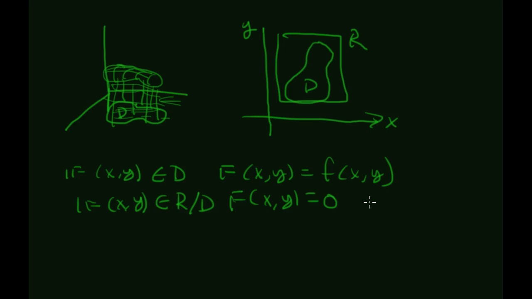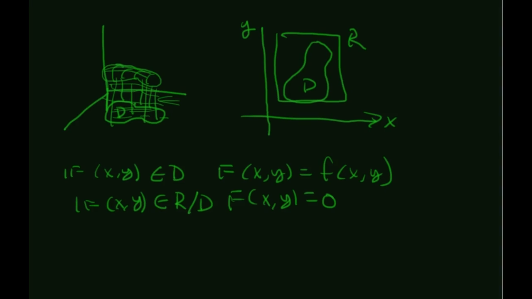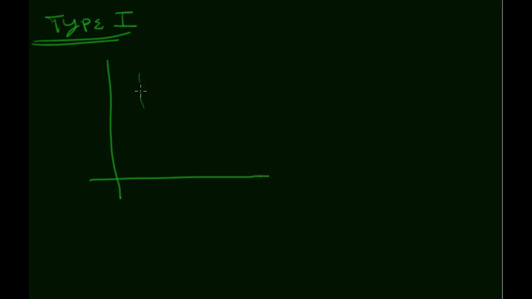So this gives me a function that I can work with that'll allow me to take an integral. Usually these regions are set up in one of two ways, and we're going to look at the type 1 way today, and in a later video we're going to look at the type 2 way. In the type 1 way, my x coordinates are going to be bound between A and B.